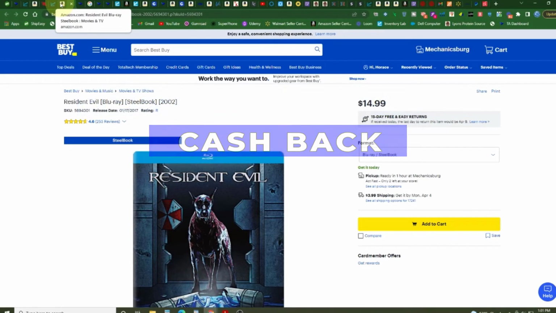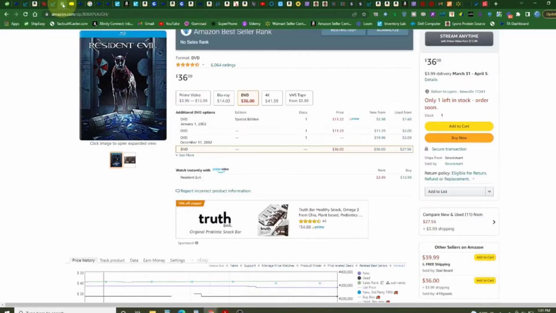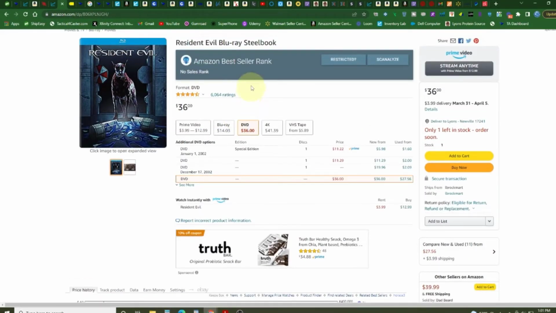The next thing I want to do is go look at the listing because I want to make sure it's the right thing. We're talking about Resident Evil Blu-ray Steelbook. I have no idea what that is, guys. I'm old. The last time I played Resident Evil, it was Resident Evil 2, and it was on Sony PlayStation 2. That's how old I am.